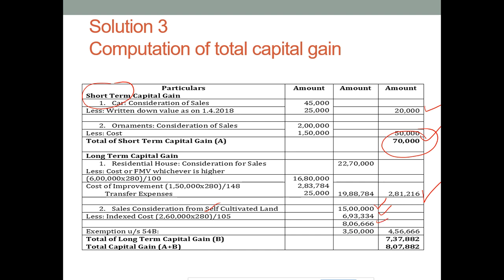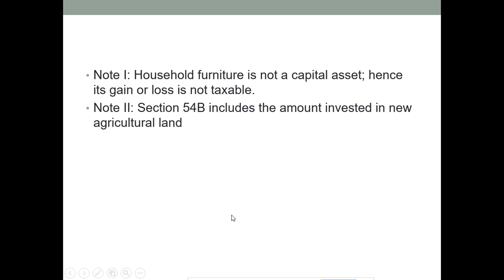But here he can claim exemption under section 54B, as he has immediately purchased another land. So 3,50,000 is deductible. So the balance 4,56,666 is taxable. So total long-term capital gain is 7,37,882, and when we add this 70,000, total capital gain is 8,07,882. So this is a comprehensive problem, gives you an idea. Household furniture is not a capital asset, hence its gain or loss is not taxable.